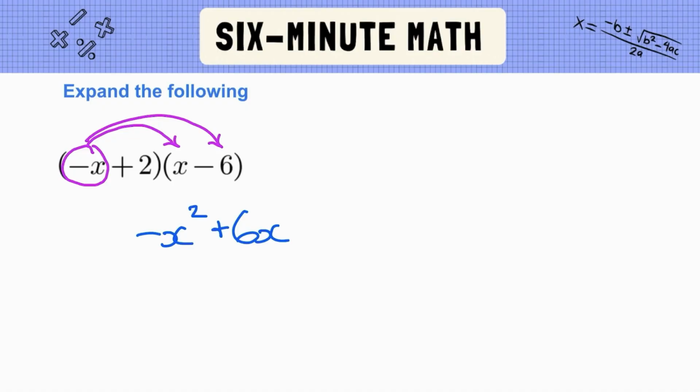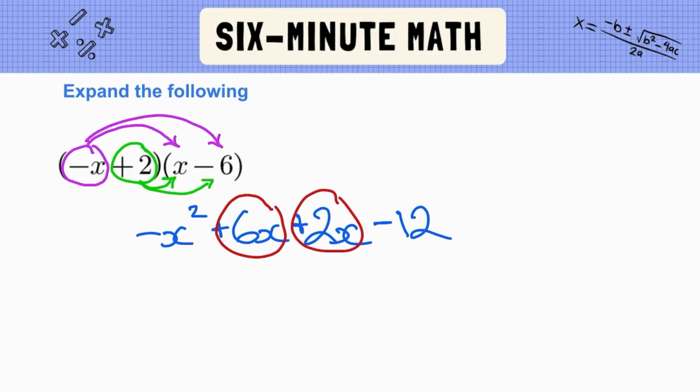We're going to multiply now this second term in. So I have 2 times x and then 2 times negative 6. 2 times x is positive 2x. And 2 times negative 6 is negative 12. And then I collect my like terms. I have my like terms of x, which gives me a final answer of negative x squared plus 8x minus 12.